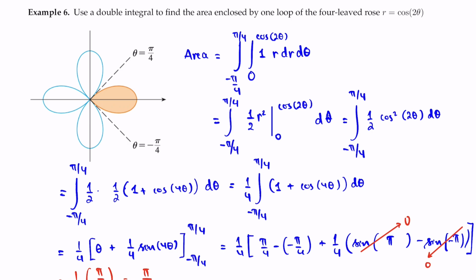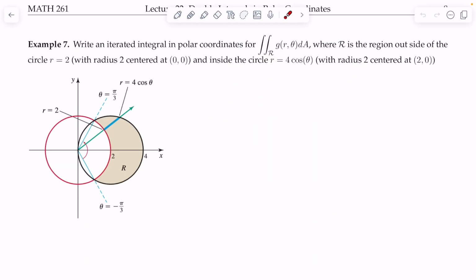So I hope you see the difference between what we have done so far and what this example presents. Now let's move on to the last example. In this example, what we want to do is write an iterative integral in polar coordinates of the function g of r theta dA over the region R, where R is the region outside the circle r equal to 2. So this is the circle r equal to 2.